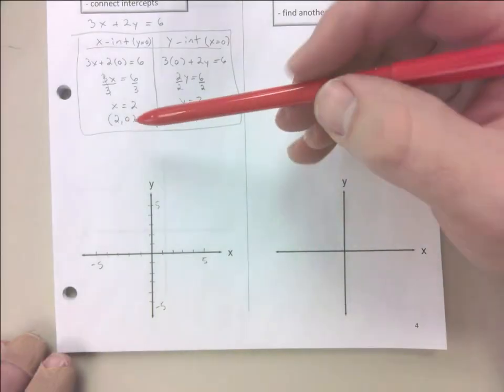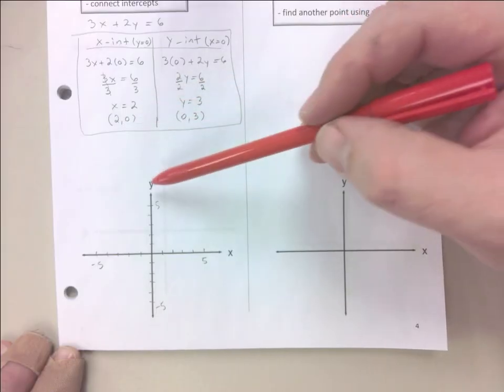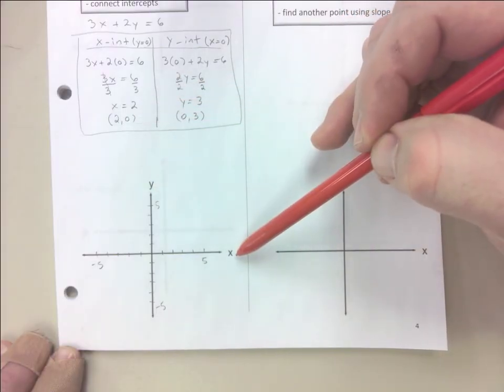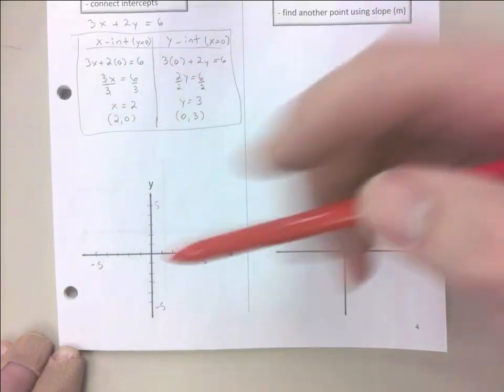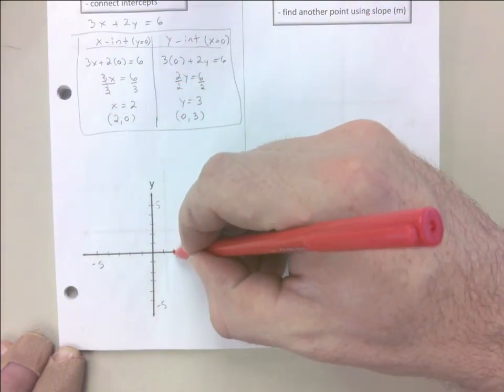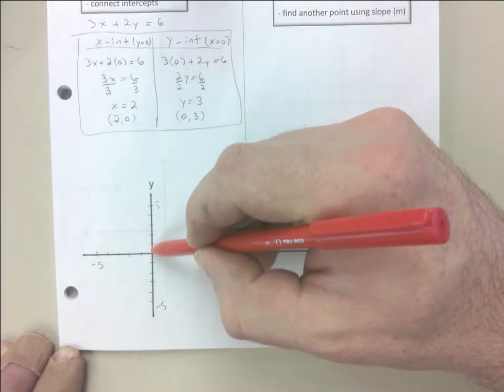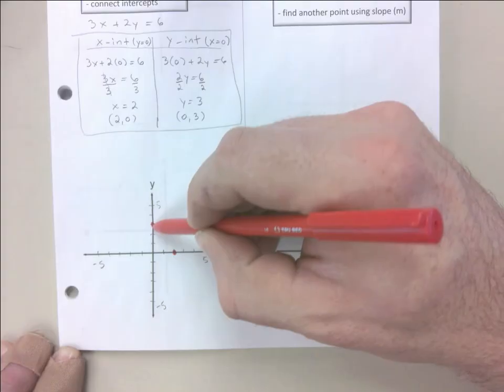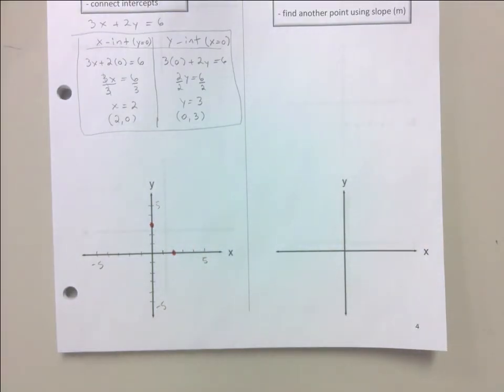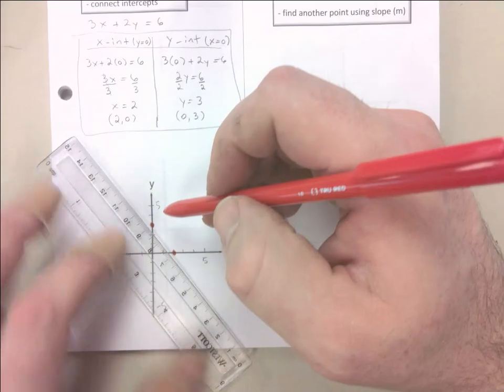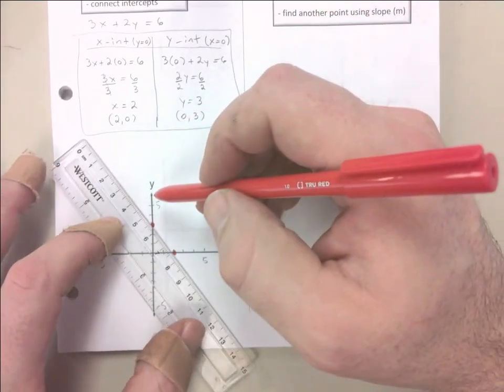And I already labeled the x and y axes. So the (2, 0) goes here, and the (0, 3) is right there. And you just connect those two, and you have your line.